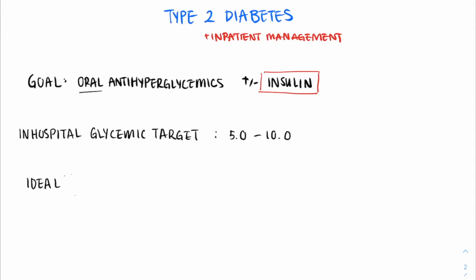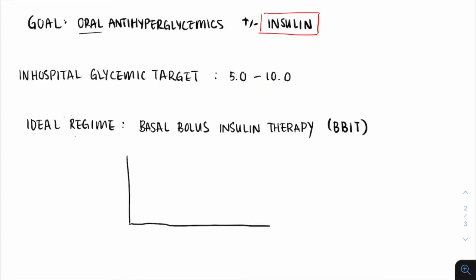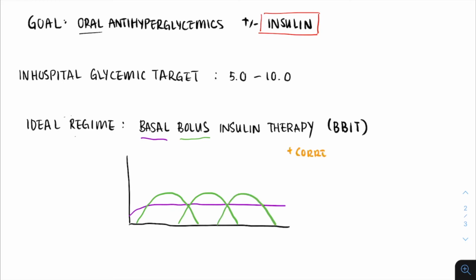When prescribing insulin, we want to mimic the physiologic response, and to do so, we usually use the basal bolus insulin therapy technique, otherwise known as BBIT. With BBIT, we use a basal therapy to ensure baseline amounts of insulin throughout the day. Bolus therapy mimics the response after each meal. The final component is the correction scale, which adjusts for breakthrough hyperglycemia.